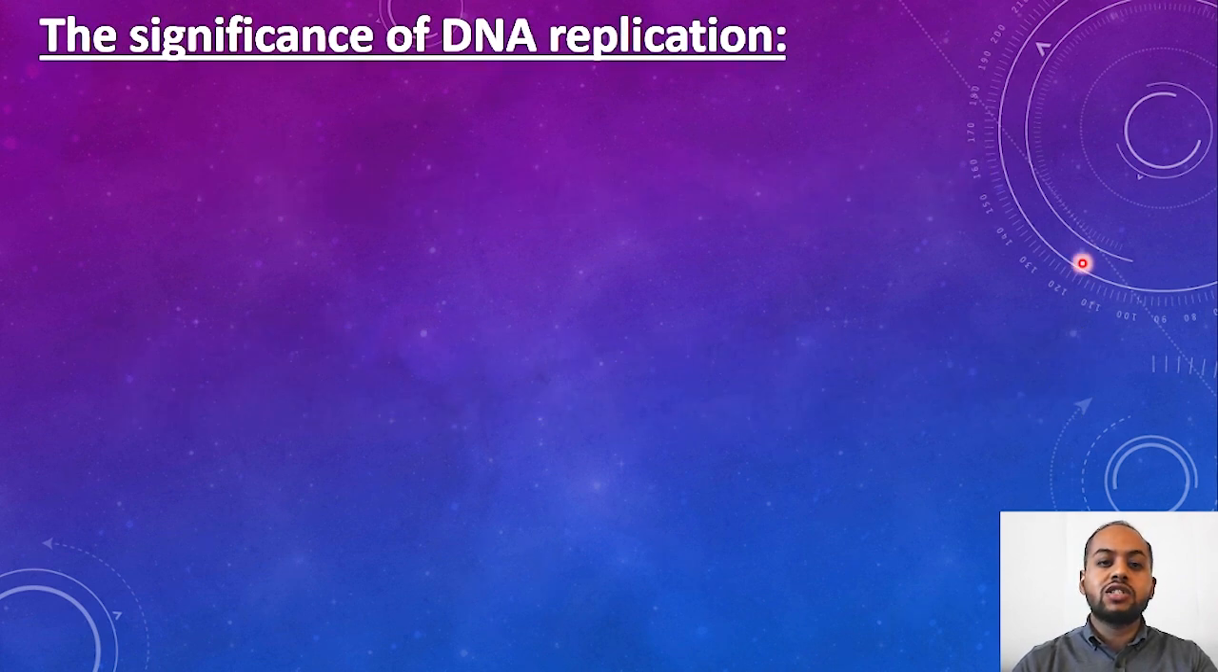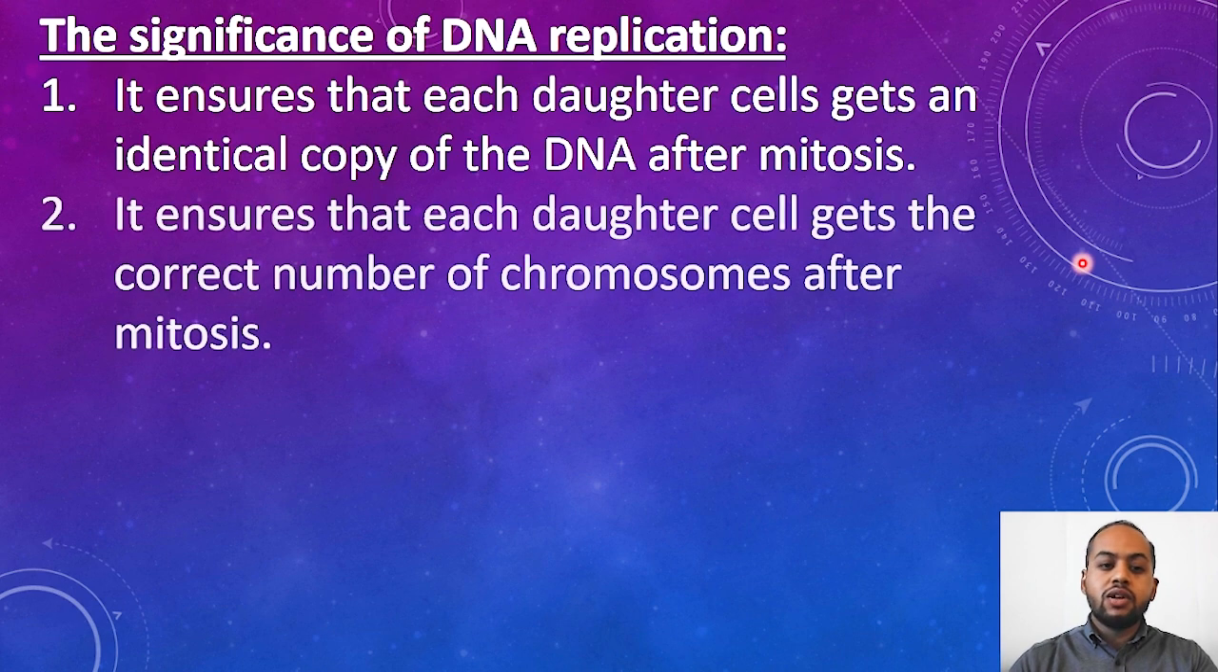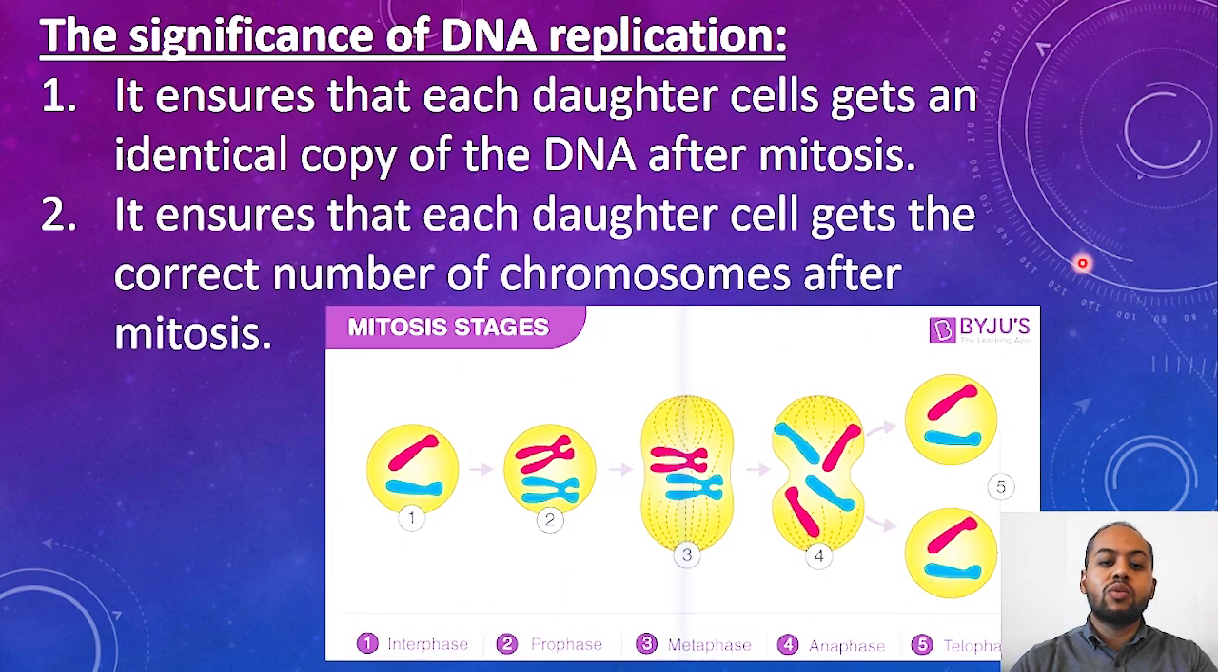What is the significance of DNA replication? So why is it important that DNA replication actually takes place? Why does DNA need to make an exact copy of itself? So number one, it ensures that each daughter cell gets an identical copy of the DNA molecule after mitosis. So there are two basic reasons as to why DNA replication is important, and the first one, it ensures that each daughter cell gets an identical copy of the DNA molecule after mitosis.